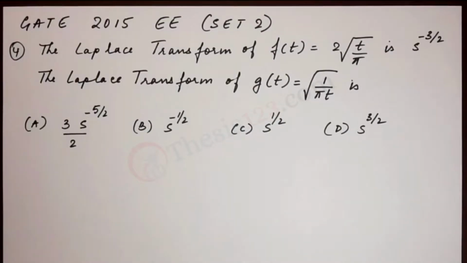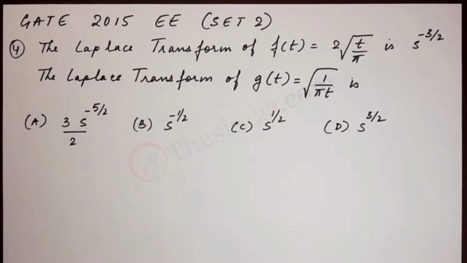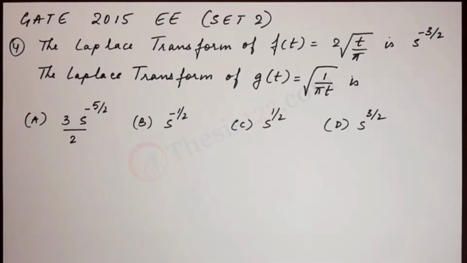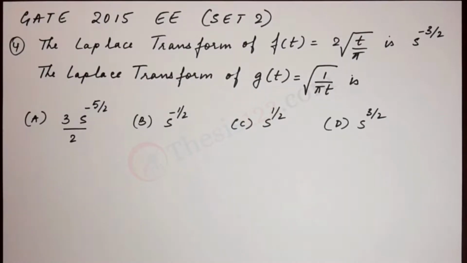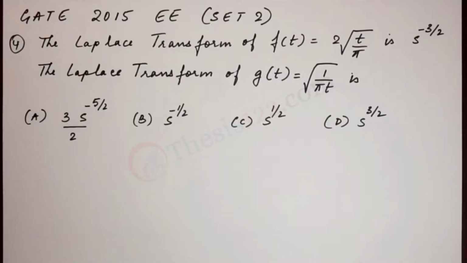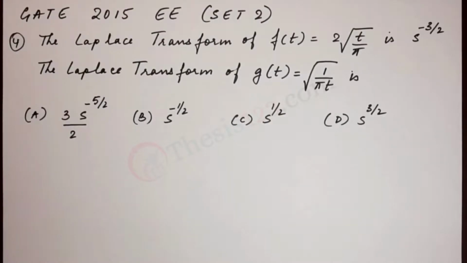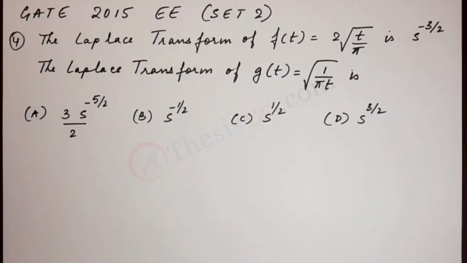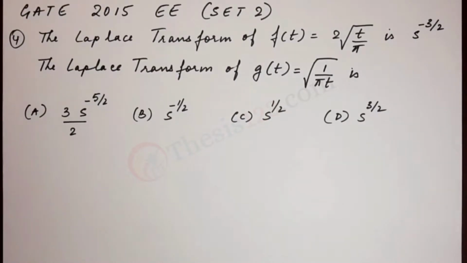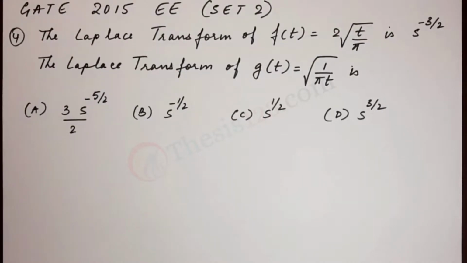Next question, number 4. The Laplace transform of f of t equals 2 into root of t by pi is s to the power of minus 3 by 2. And the Laplace transform of g of t equals root of 1 by pi t is, well, we have our 4 options. Now, when the question gives us the Laplace transform of a certain function and asks us to find the Laplace transform of a different function, that should give you a clue.